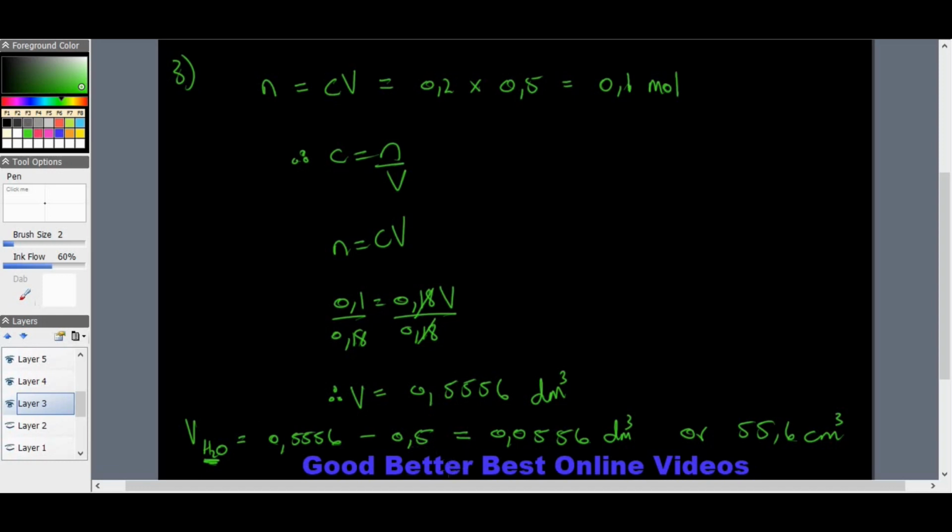to get the solution down from 0.2, which is basically 0.20, to 0.18 mole per decimeter cubed. All right, and that's that question.